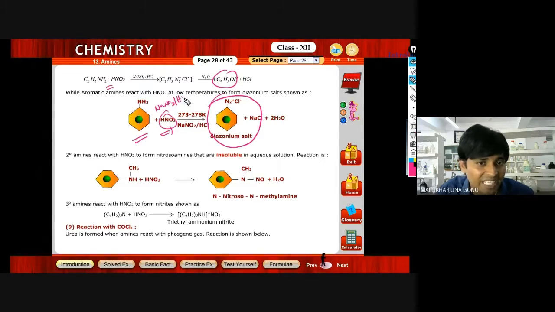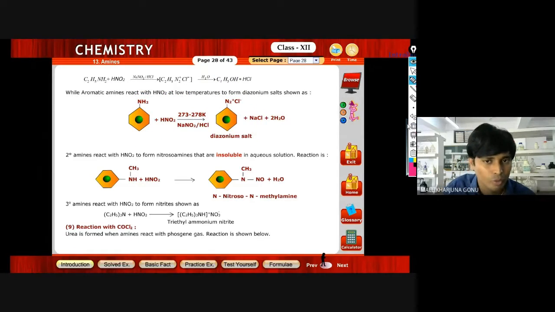If they give HNO2 in the examination, don't get confused. This is nothing but NaNO2 HCl, only HNO2. Okay, you are having NH2, that's how N2+ Cl- you are forming. Basically, what is happening here? N2+ Cl-.